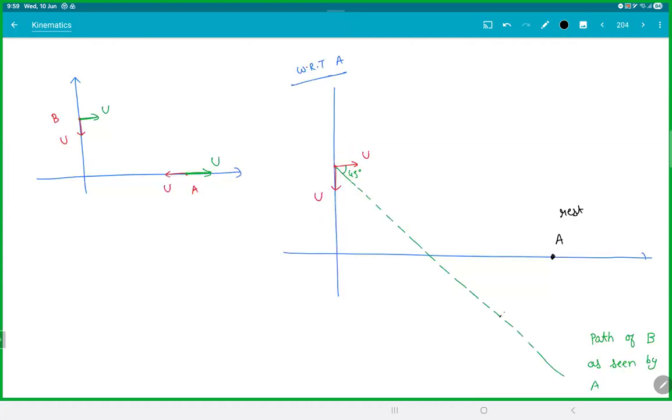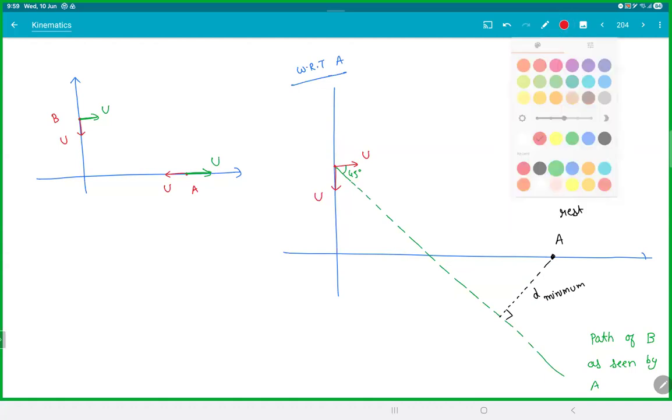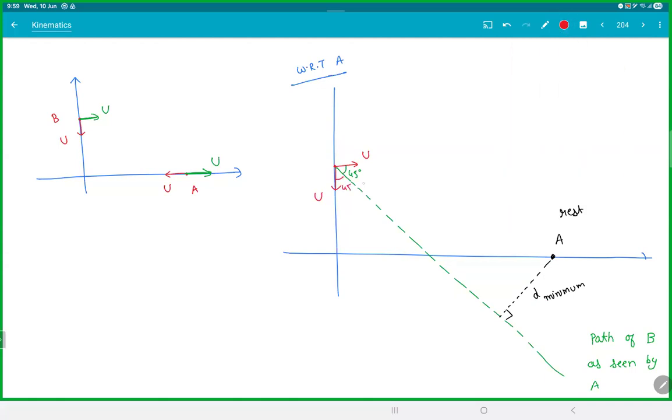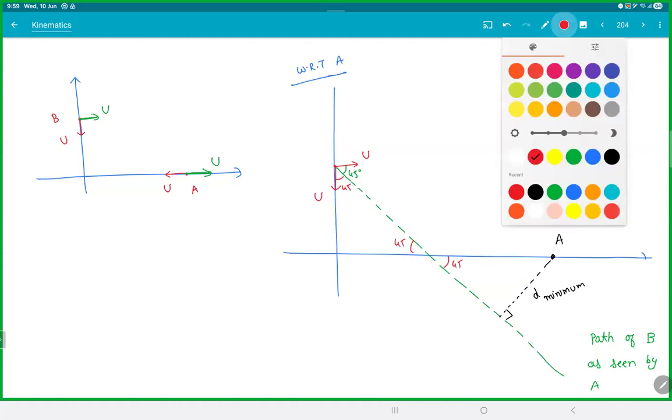So from here, if you drop a perpendicular, this is your D minimum, the minimum distance. I'll just call it D min. Then you're done. So this angle is 45. So this angle is also 45. This angle is also 45.